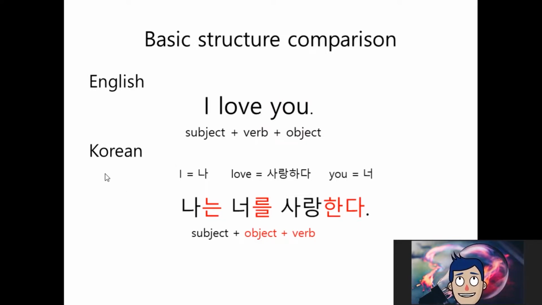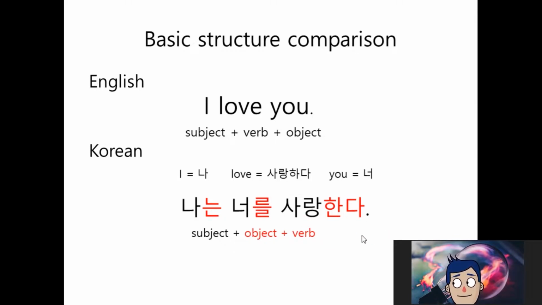But in Korean sentences, it is a little bit different. The structural order is like this. Subject is in front, but verb is at the end. And the rest part comes between subject and verb. Okay? So, I is 나, love is 사랑하다, you is 너. So, in this way, we have to write 나는 너를 사랑한다. So, subject, object, verb. Because verb has to be located at the end.